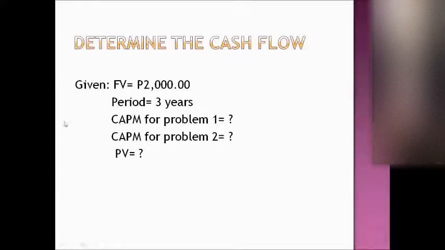Now what I want you to do is determine the cash flow. Substitute the 1,000 earlier with 2,000, and our period is 3 years. CAPM for problem 1 is 9.45, and CAPM for problem 2 in our exercise is 4.975. Compute the present value of these two, CAPM 1 and CAPM 2.